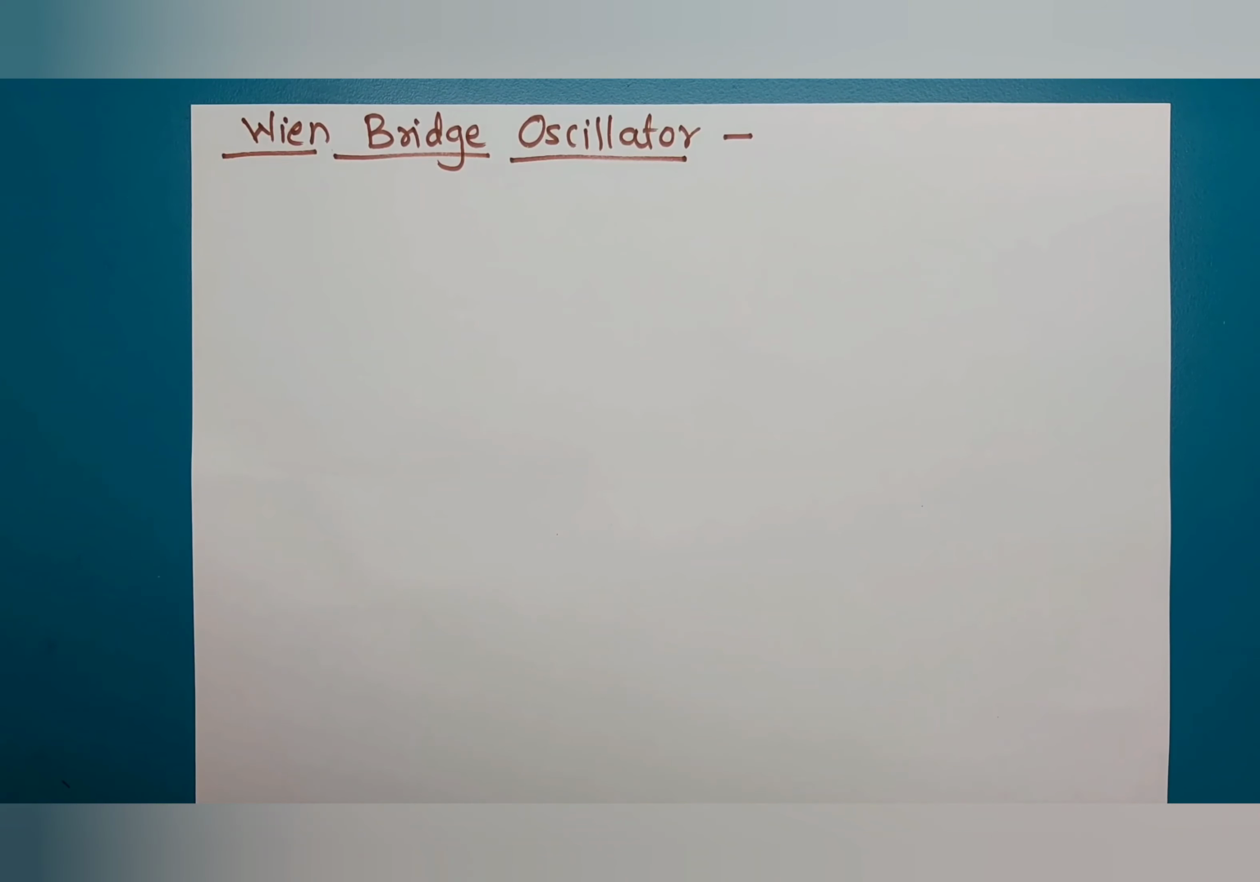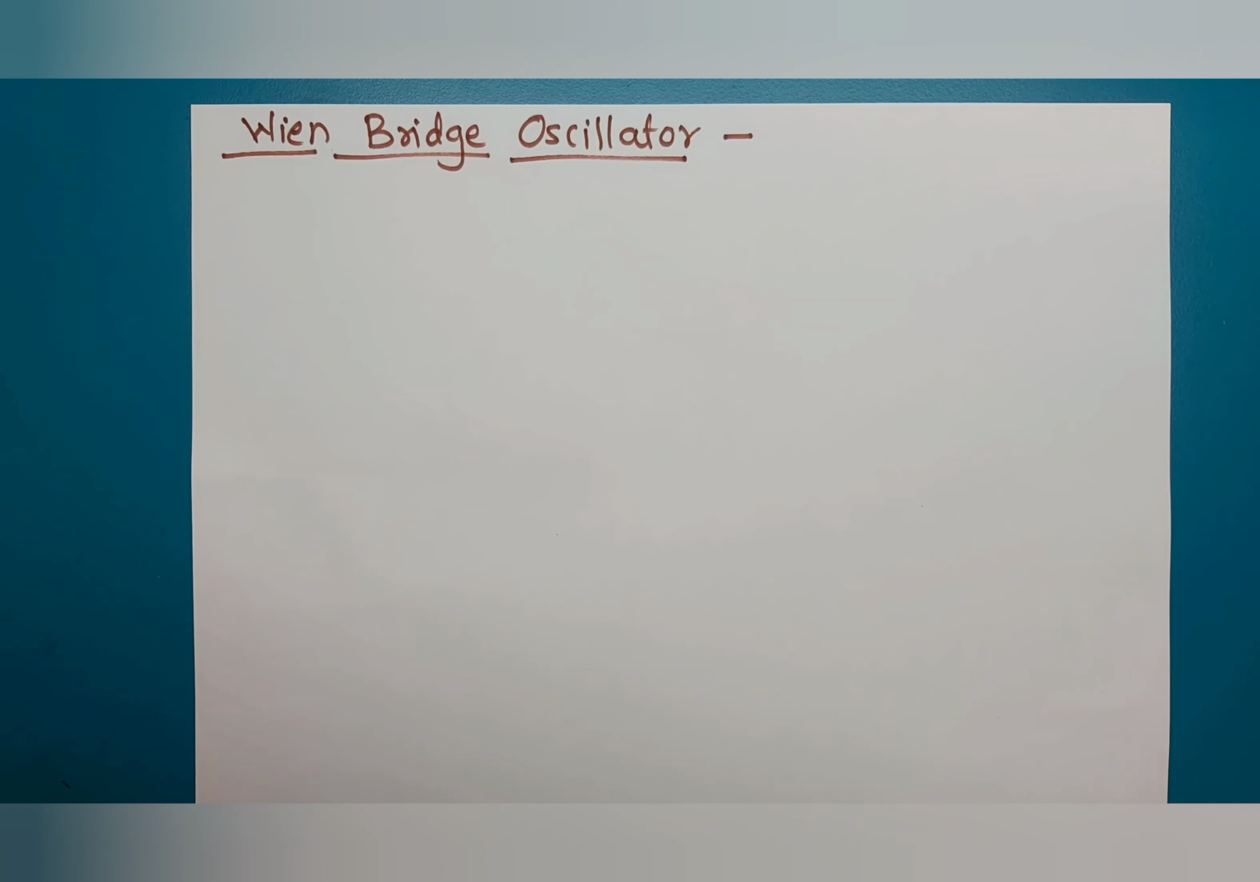In this lecture, we will discuss Wein bridge oscillator in detail. Wein bridge oscillator is another type of RC oscillator. It uses Wein bridge RC network as a feedback network in the oscillator circuit. Let us see the general diagram of Wein bridge oscillator. Here is the general diagram of Wein bridge oscillator.